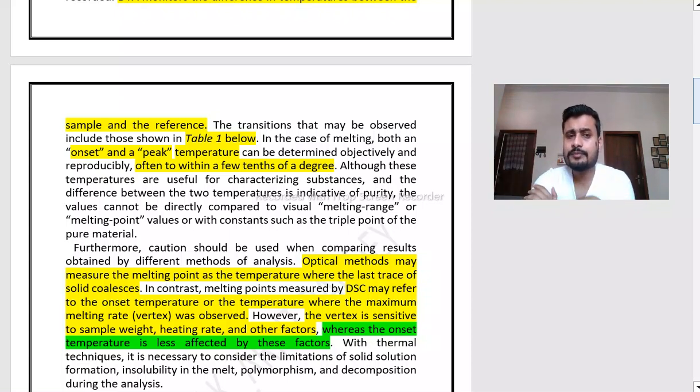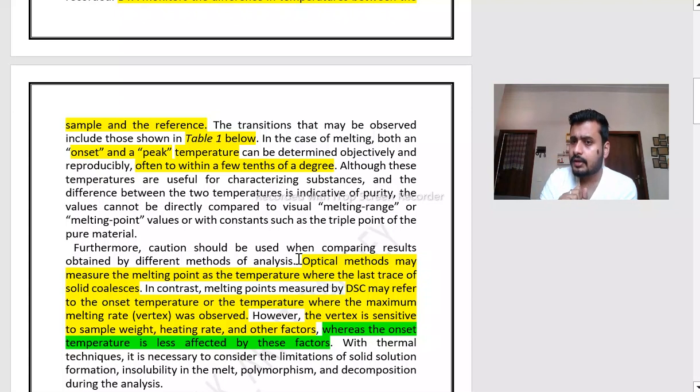Although these temperatures are very useful for characterizing a substance, the difference between the two temperatures is indicative of purity. The value cannot be directly compared to the visual melting range or melting point values, or to the triple point of the pure material. Furthermore, caution should be used when comparing results obtained by different methods of analysis.